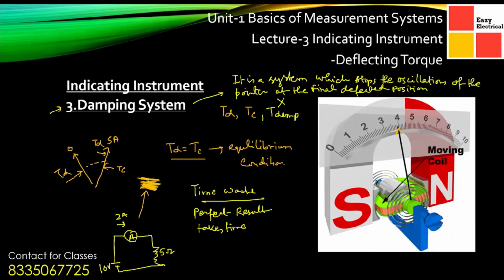Here one figure I have shown. Here you can see the north pole and south pole. This is basically the dial. Here you can see the hair springs, and here the mounting arrangement. This is the coil portion. This is the pointer. You can see the moving coil here. So this is a common figure. Now we will discuss this in detail.